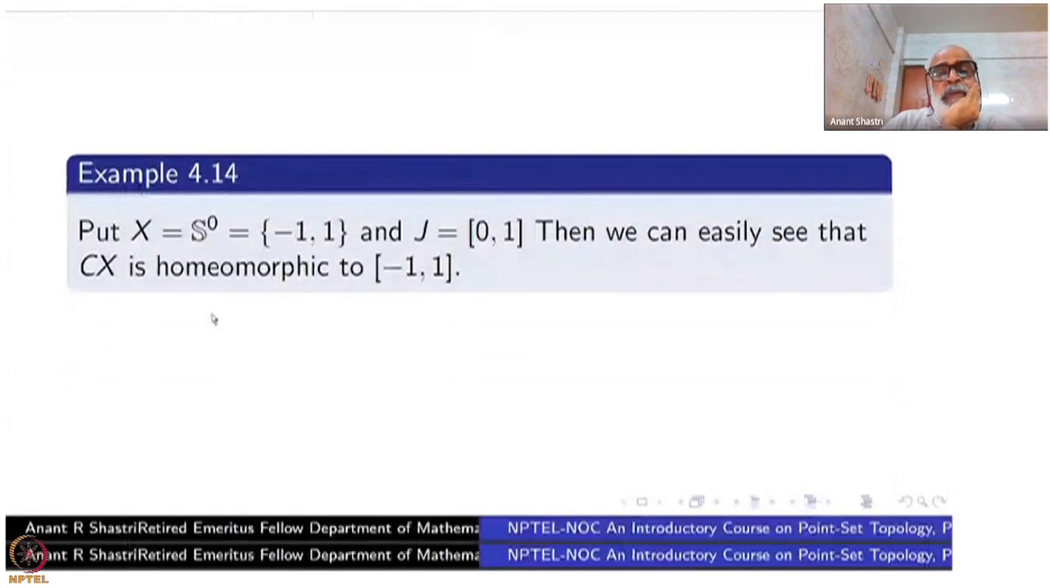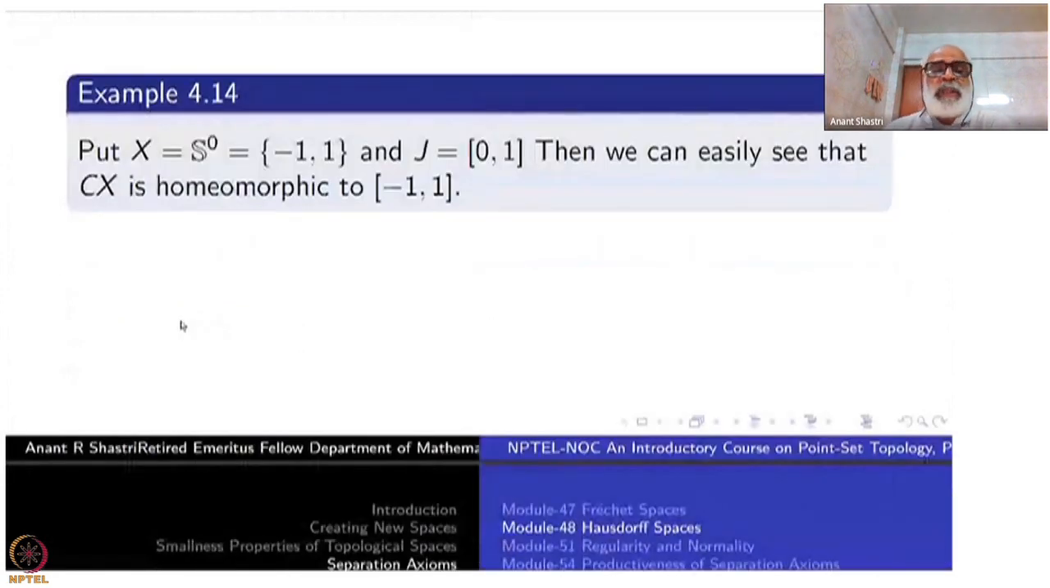Now I come to specific examples. Suppose you start with S^0, that is the zero dimensional sphere, which is just unit numbers inside R. It's minus 1, plus 1. The topology is discrete topology on that. What will be the cone over that? To be very specific now, I take J equal to the closed interval 0 to 1.